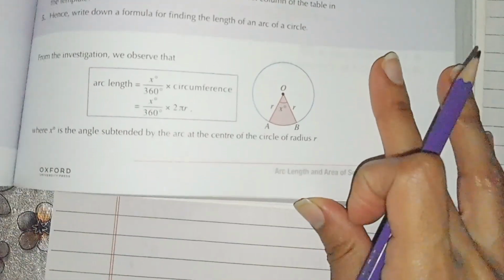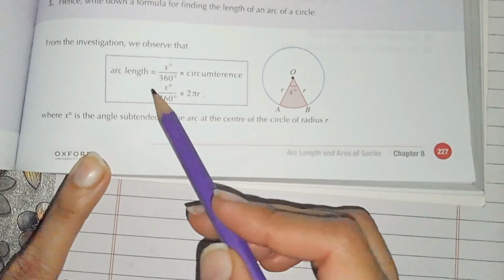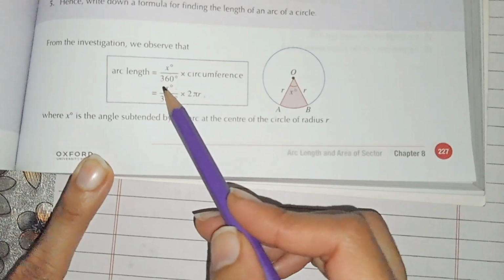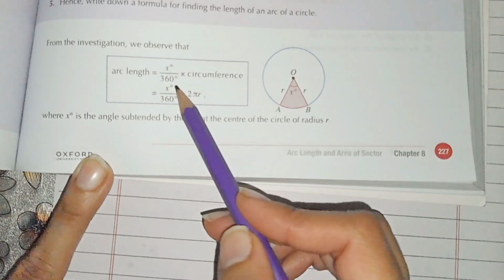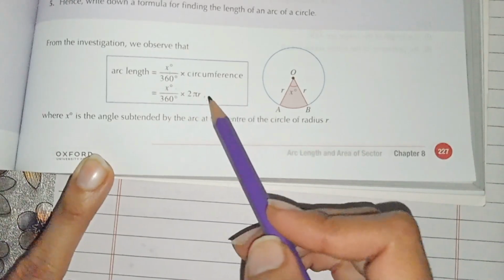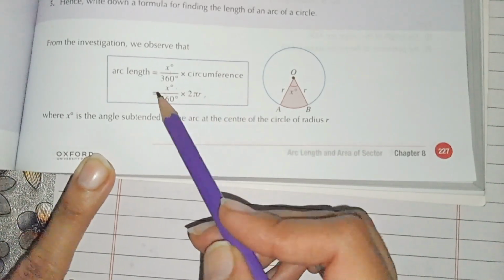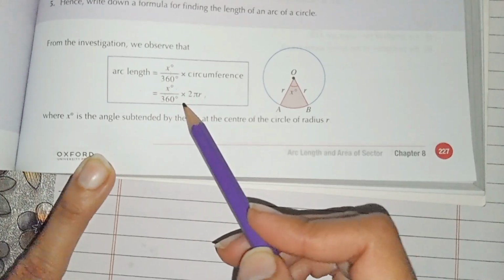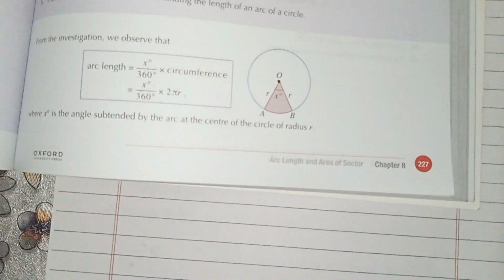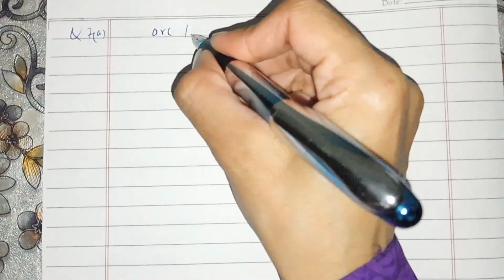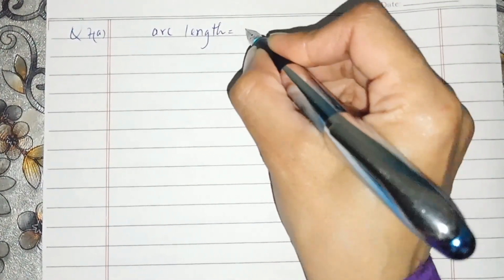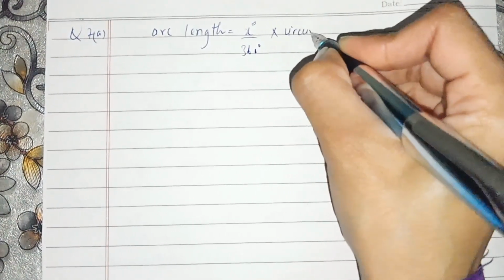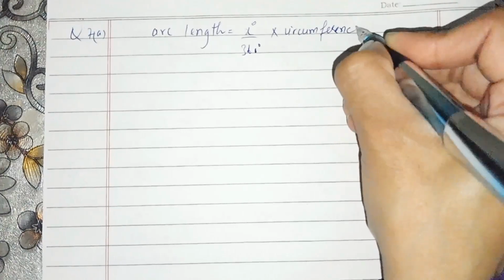And to find the arc length, the formula is very simple: x degree divided by 360 degree multiplied by circumference. Radius is given to us, x is given to us. We have to find the arc length. We have to put these values in this formula and we get the answer. Arc length is x degree over 360 degree multiplied by circumference.